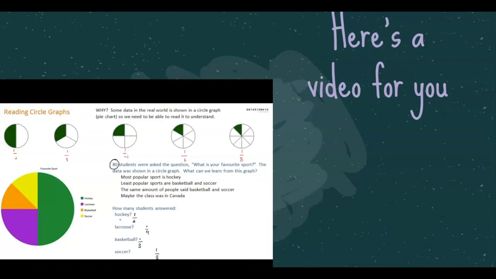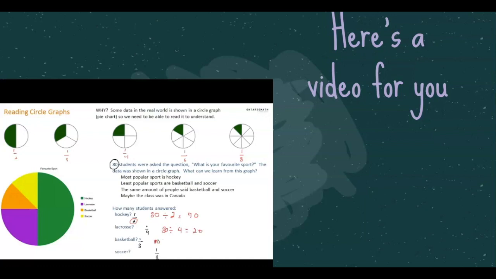So let's figure it out. Half of 80, right? So half, we said 1/2, and 80 students said it, so half of 80. You might be able to figure out that it's 40, but I could also do 80, take the amount, and divide it by the denominator, 2. 80 divided by 2 equals 40. Okay, so let's do the same thing. 80 students, and we're going to divide it by the denominator, 4. So how many people said lacrosse? 80 divided by 4 is 20.